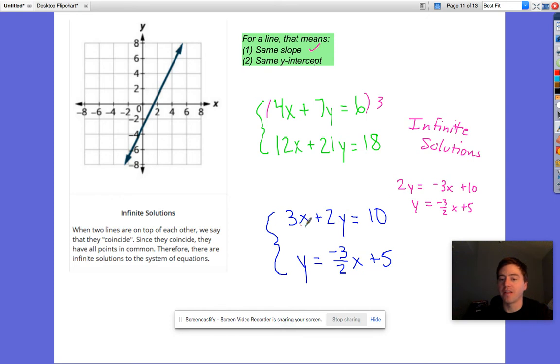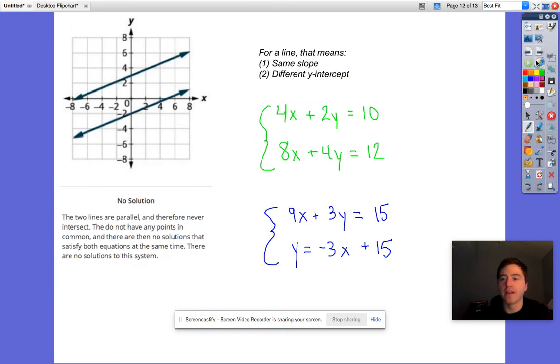If you were able to spot that and say, hey, let me at least check, move this one into slope-intercept form and say, oh, these are the same line. And you can just say infinite solutions, and I know because of the same line. So there's a good way to spot it.